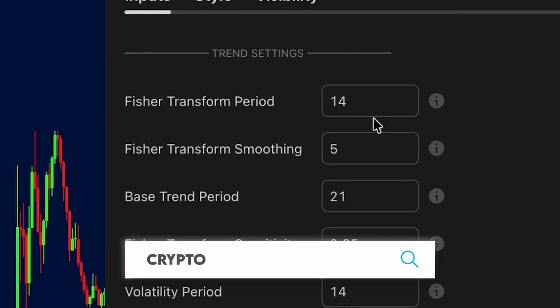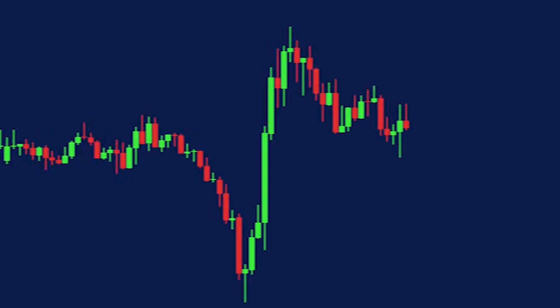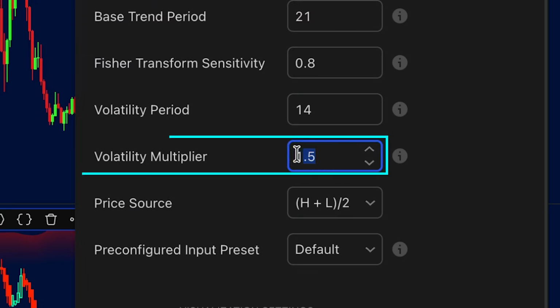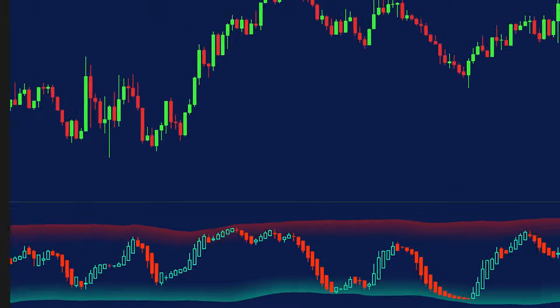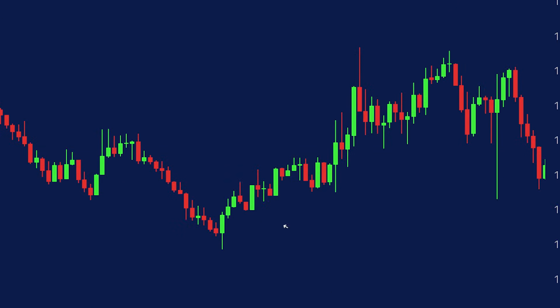For crypto, reduce your Fisher period to 10 and increase Fisher sensitivity to 0.8. Crypto moves explosively, so you need faster response from your normalization window. Also, bump volatility multiplier to 2.0 to create wider threshold bands. This prevents false threshold breaches from crypto's erratic price spikes while still catching the genuine momentum shifts.